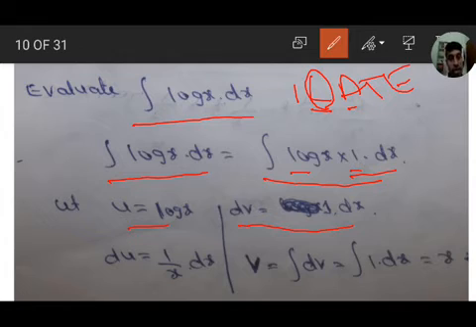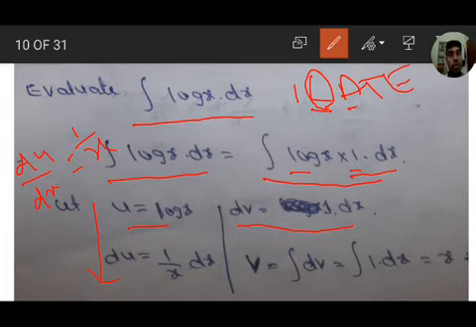So first function derivative du: du by dx equals the derivative of log x, which is 1 by x. Therefore du equals 1 by x into dx. Log x derivative is 1 by x. Then v means integration of dv, that is integration of 1 into dx. Integration of 1 is x.